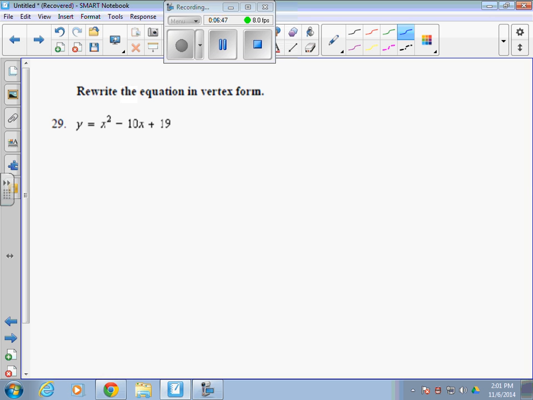29 says to rewrite it in vertex form. We're going to do almost the same exact thing that we just did. Move this one over because it doesn't make a perfect trinomial. So subtract 19. When you subtract it on this side, what you're going to have is y minus 19 equals x squared minus 10x plus c. Okay, we have to find c again.